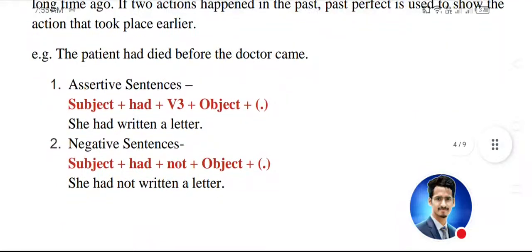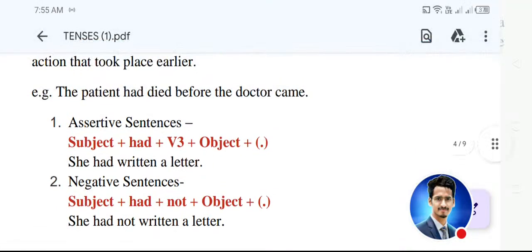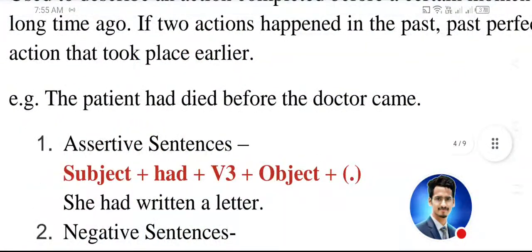So let's see some examples. The patient had died before the doctor came. So this sentence is very common in our society, in our country, in our teaching sector. So you can see the patient had died first. Who died? The patient. Then the doctor came. So the doctor is not important here after the death of the patient.